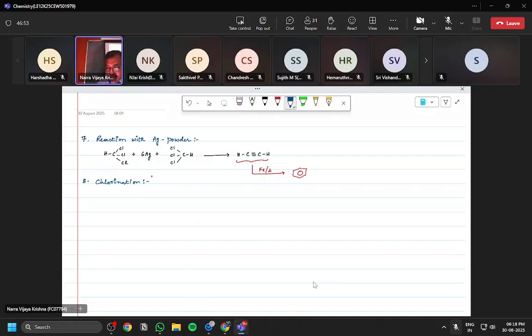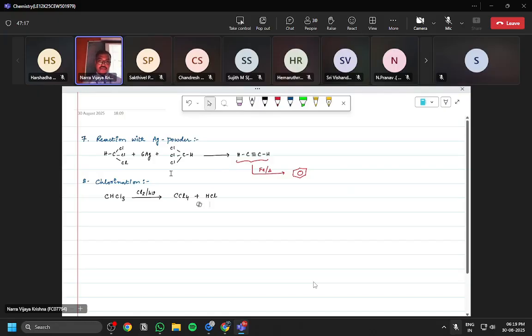Chlorination. Chloroform, CHCl3, is allowed to react with chlorine in the presence of sunlight. What happened? Radical mechanism. One more H is replaced by chlorine. So the product will be CCl4 plus HCl. Right? Carbon tetrachloride.